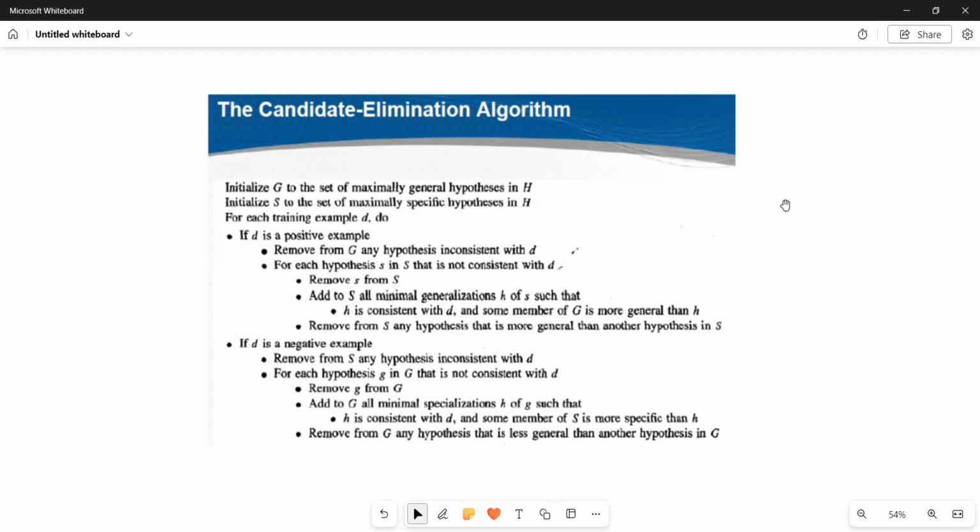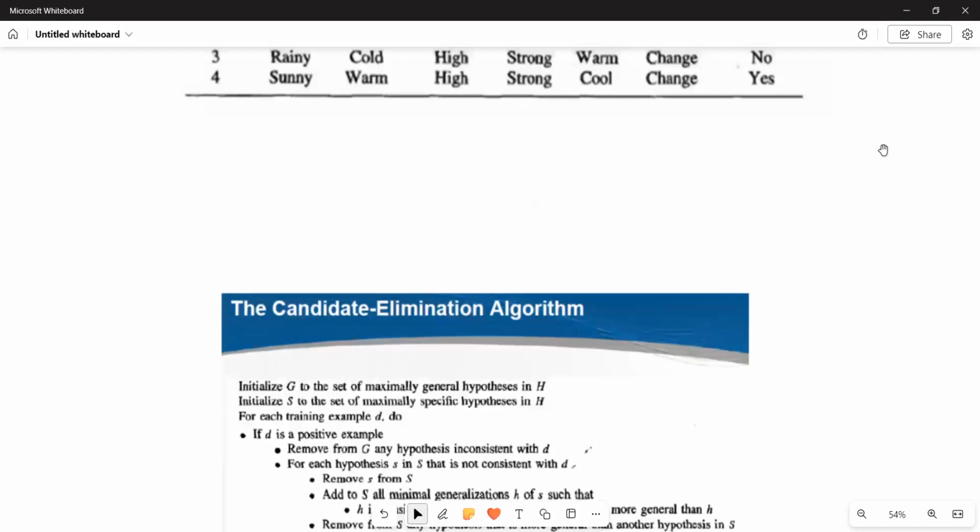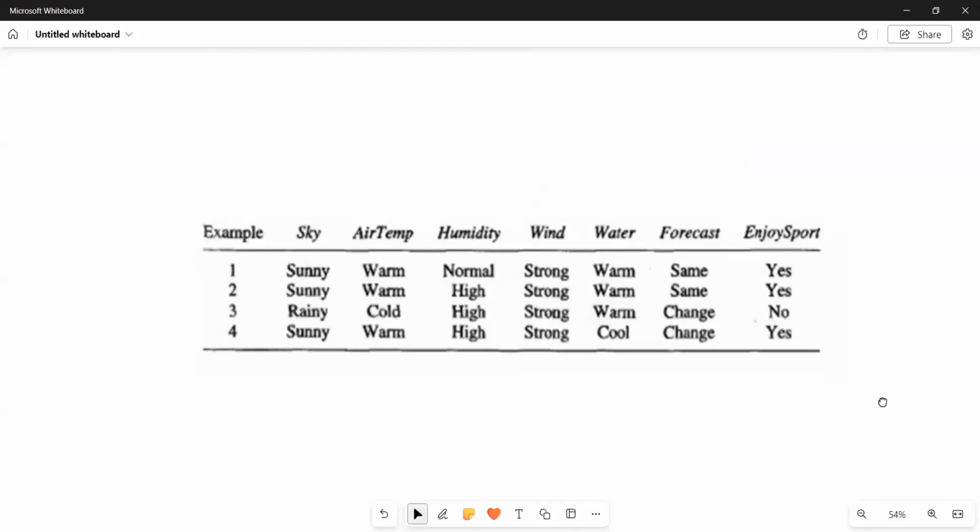Yeah, so now we are going to look into the candidate elimination algorithm. So what are we trying to find here? We are trying to find a consistent hypothesis for a given set of examples. So this is your candidate elimination algorithm, and this is your question here.